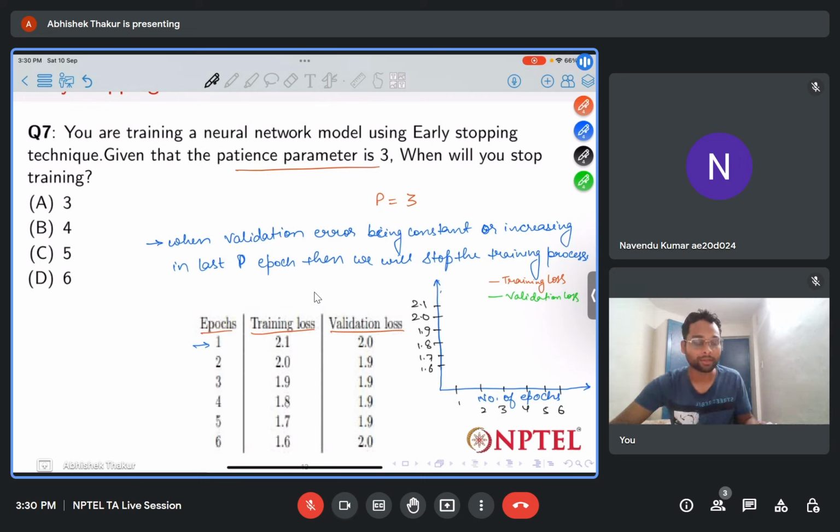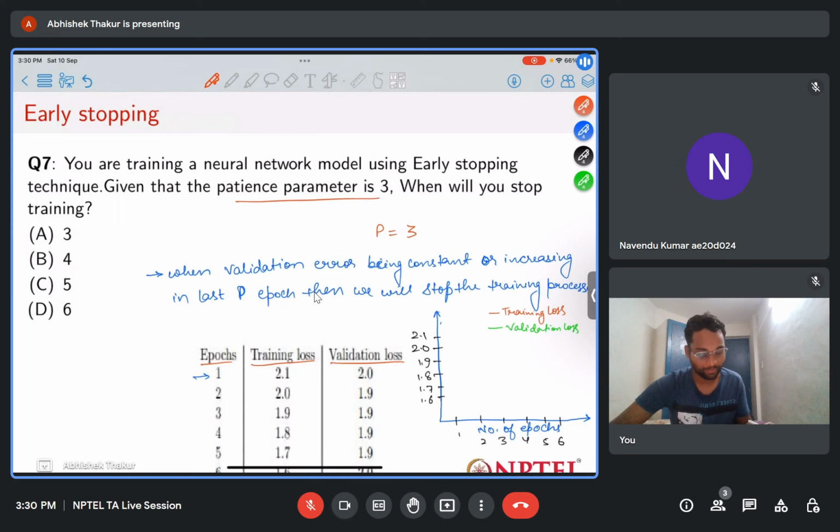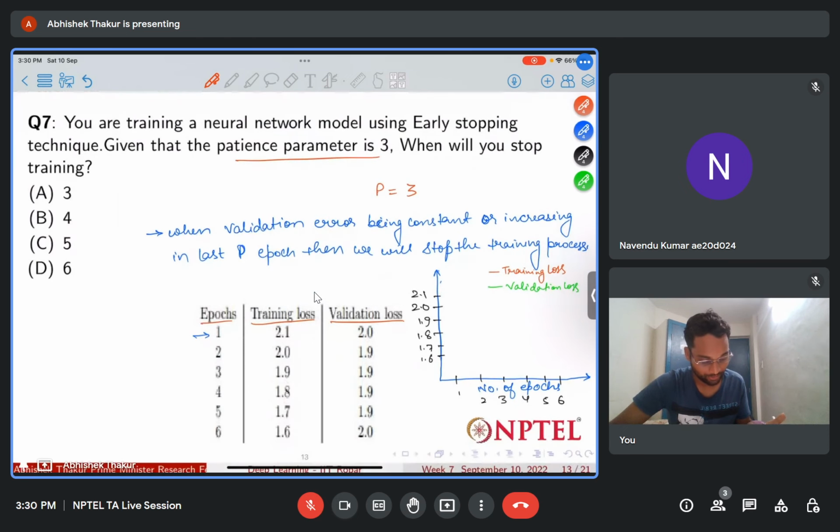First we will plot the training loss. We don't have to look at the training loss while determining our early stop parameter, that is the patience parameter. Anyway, we plot. On epoch 1, our training loss is 2.1. On epoch 2, this, and on epoch 3, 1.9.